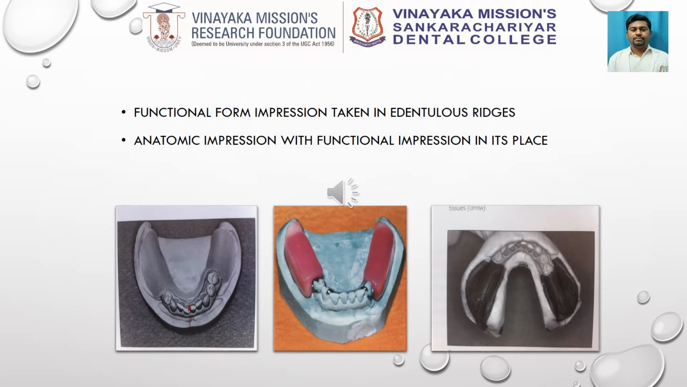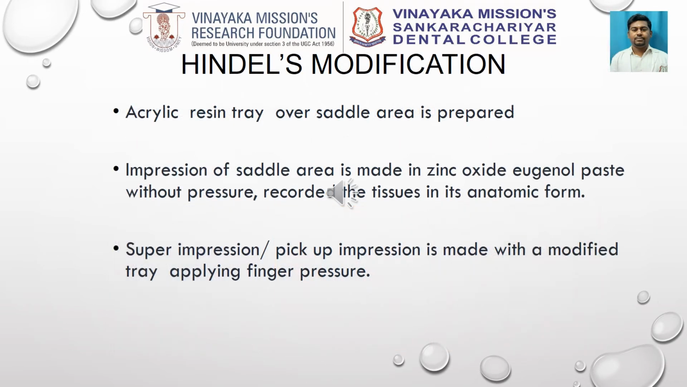To sum up MacLean's physiological impression or functional impression, a functional form impression is taken in areas of edentulous ridges or edentulous space, and an anatomic impression is taken or picked up along with the functional impression. The glaring disadvantage of MacLean's method was that the finger pressure given during the pickup impression was not equivalent to the masticatory force, so the tissues were not displaced properly.